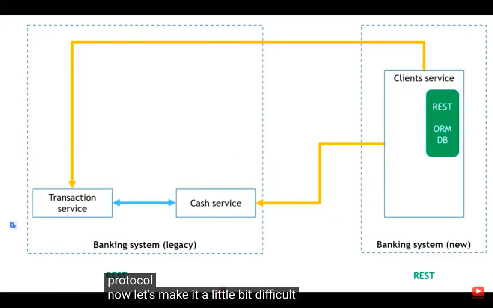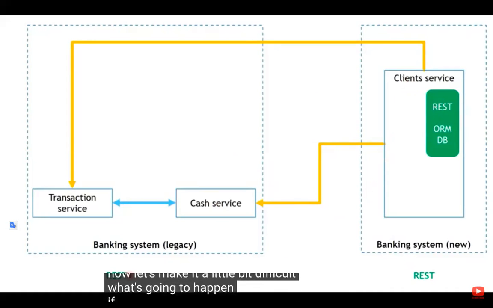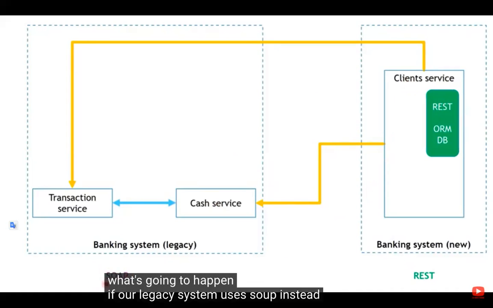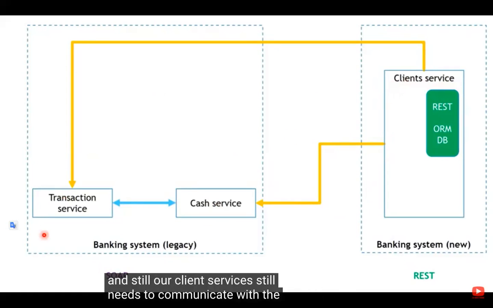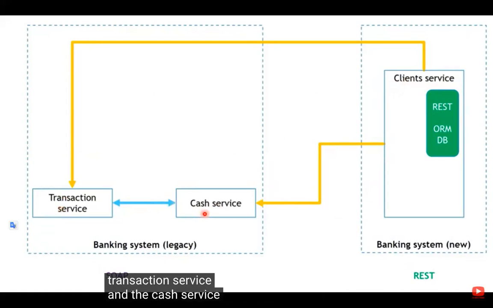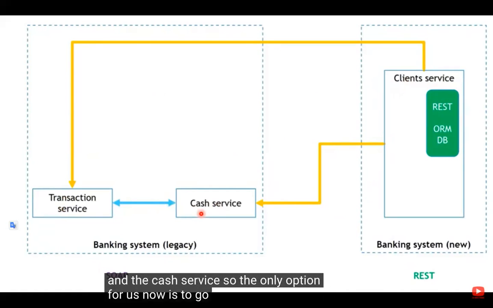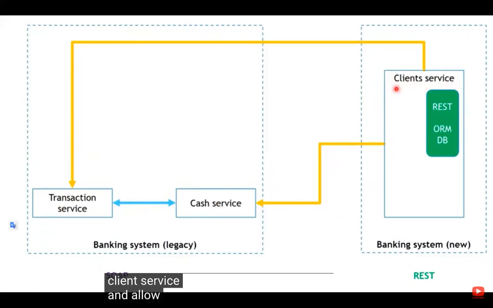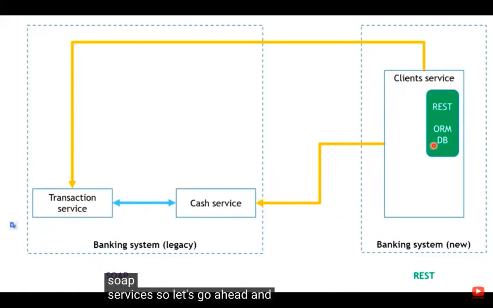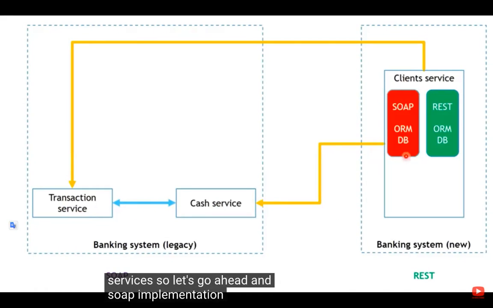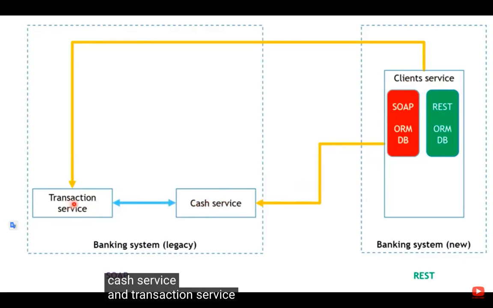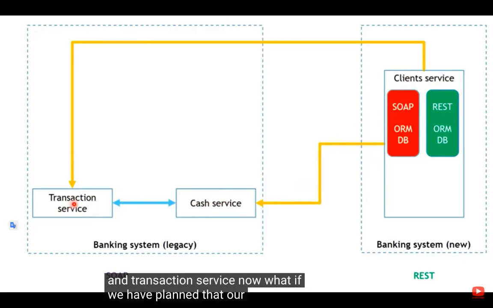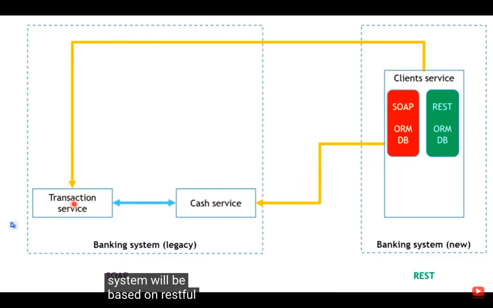Now let's make it a little bit difficult. What's going to happen if our legacy system uses SOAP instead of REST? And still, our client service still needs to communicate with the transaction service and the cash service. So the only option for us now is to go ahead and update the client service and allow it to communicate with other SOAP services. So let's go ahead and add SOAP implementation that will allow the client service to communicate with the cash service and transaction service. Now, what if we have planned that our new banking system will be based on RESTful services?